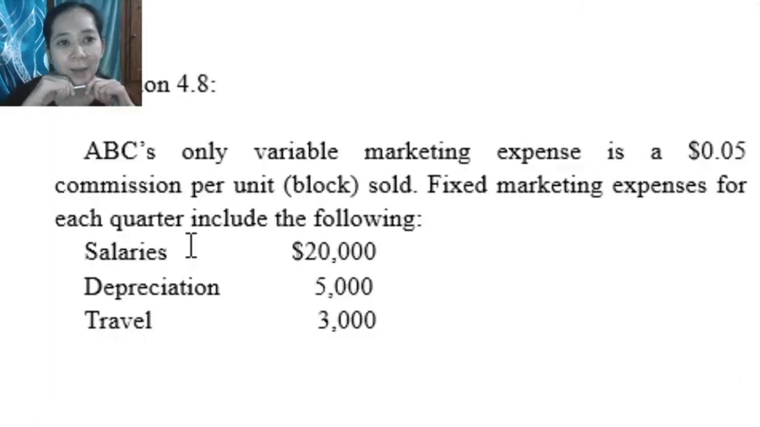Okay, to understand better and to learn how to prepare the marketing expense budget, we will use this illustration also for ABC company. Based on the data, the company's only variable marketing expense is a $0.05 commission for every one block of concrete that will be sold. Meaning to say, per unit, the commission is $0.05. The fixed marketing expenses for each quarter have three items: the salaries, depreciation, and travel.